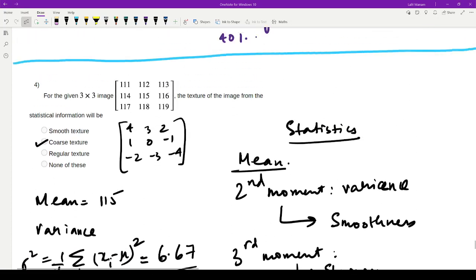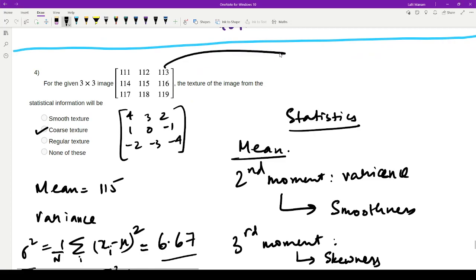Okay, so I'll just change this specific example somewhat. Instead of this, what if I take these numbers? What would be the answer? Yeah, they do feel a little coarse, I guess. Okay, now you feel it is coarse. Okay, now I get it. But if you go by maths, what would the variance be?